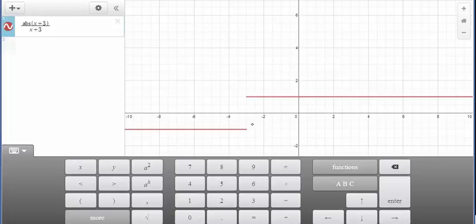And now, as we approach negative 3, which is right here, as I come in from the left side, I'm approaching negative 1. As I come in from the right side, I'm approaching positive 1. So since I'm approaching different values from the two sides, the limit doesn't exist.